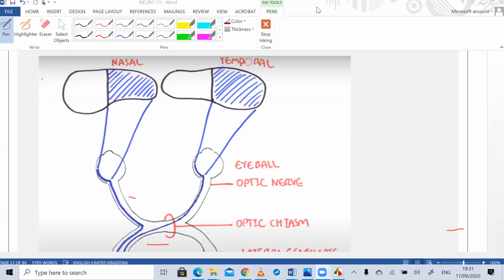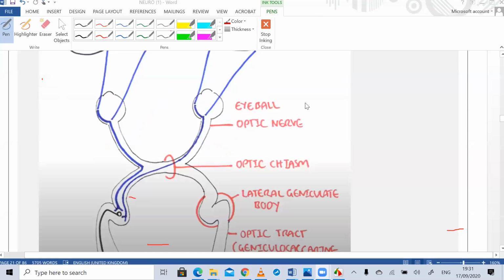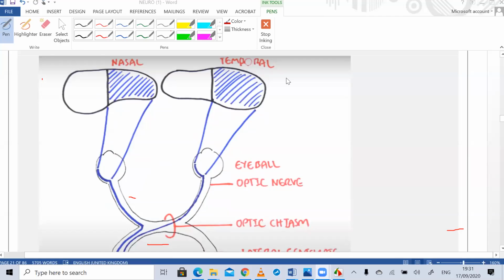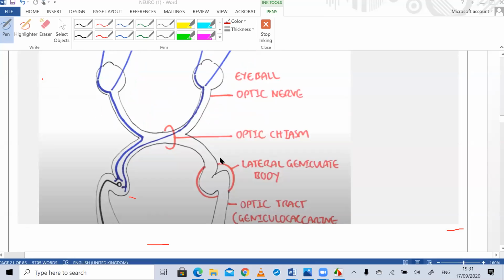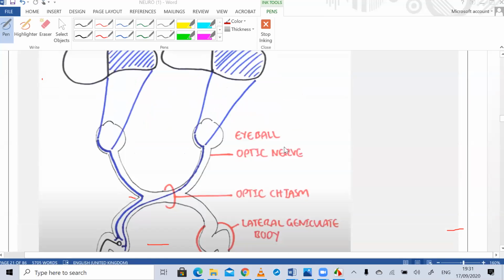So take care. First of all, if you see these fields, here I have what? Here I have the eyeball. Then this is the optic nerve. Then comes from the optic nerve to the optic chiasma. And from the optic chiasma to the what? To the lateral geniculate body, then the optic tract, then we'll come to the end of the field.